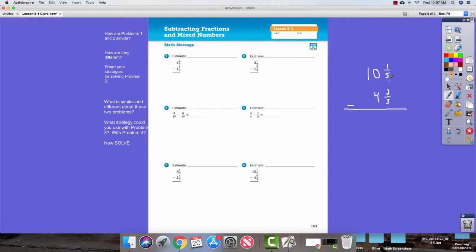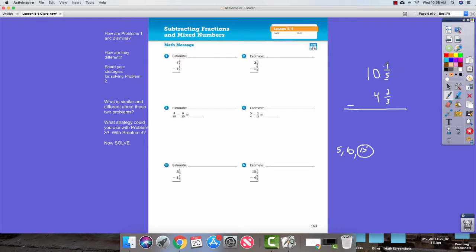First, I'm going to ask, is 5 a multiple of 3? Nope, it's not. Can't multiply 3 by anything to get 5. So I'm going to list multiples of 5. So 5, 10. Okay, stop. Is 10 a multiple of 3? Nope. 15, stop, is 15 a multiple of 3? Yeah, I can multiply 3 times 5 and get 15. So I can use 15 as my common denominator in this case.